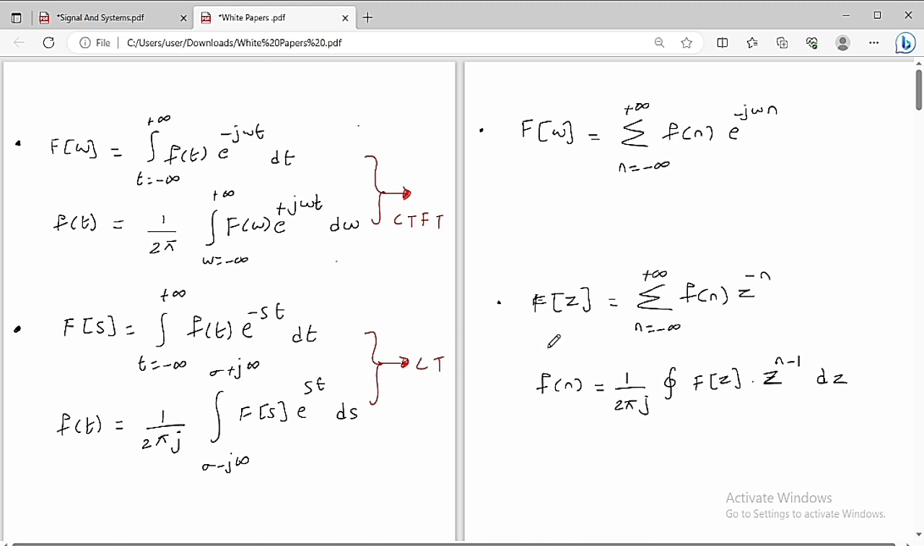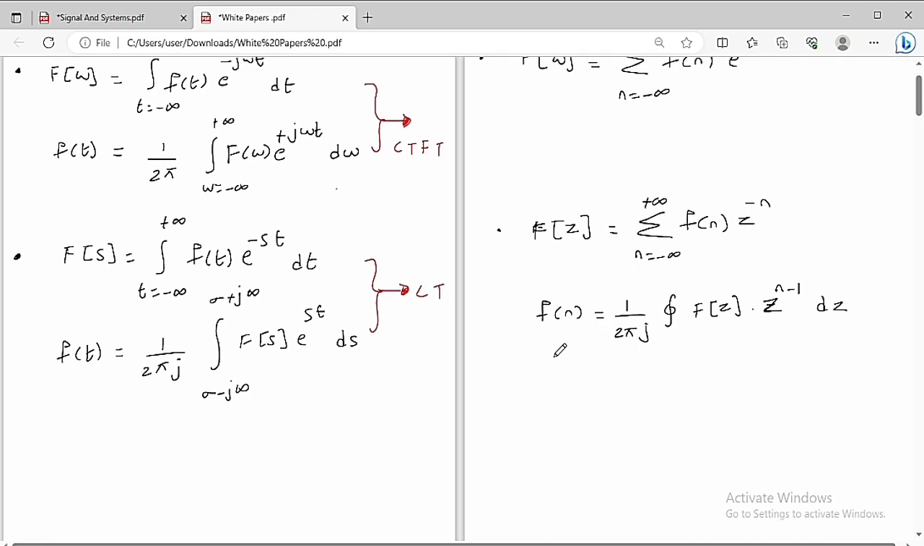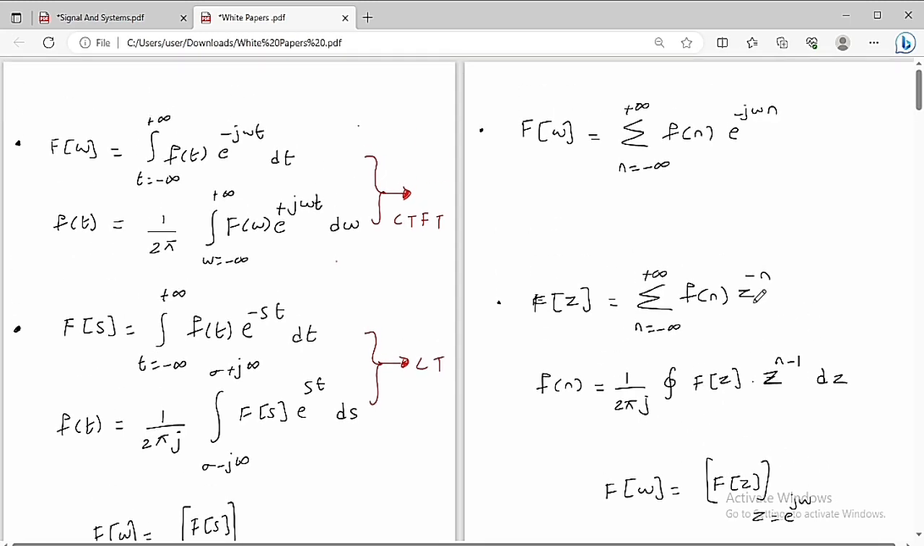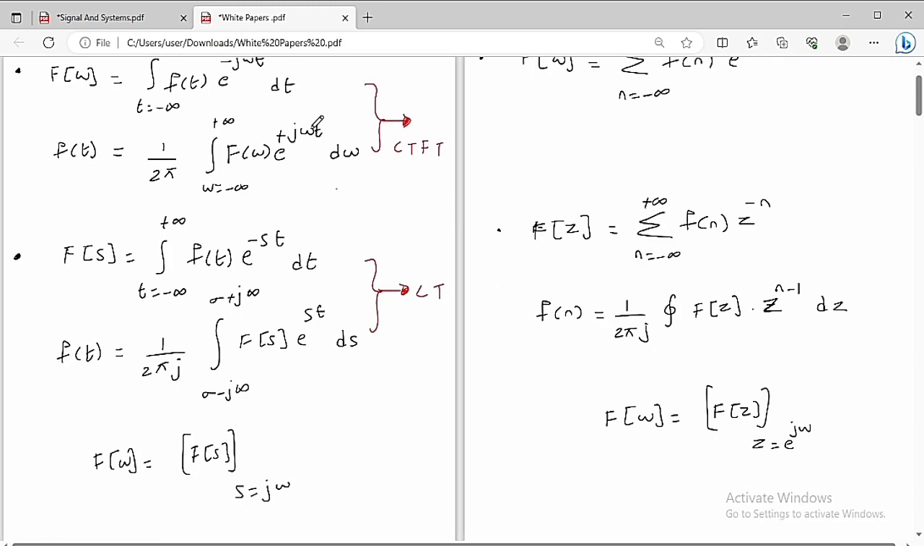Then I have already told you what the Fourier transform is. In that domain, F of omega is nothing but F of s, substituting s is equal to j omega, sigma is equal to 0. Whereas here F of omega is equal to F of z when z is equal to e to the power of j omega, because z is equal to r into e to the power of j omega. So r is equal to 1, therefore z is equal to 1 into e to the power of j omega. If we substitute e to the power of j omega for z, we get this expression, right? So these two formulas you always have to keep in your mind.